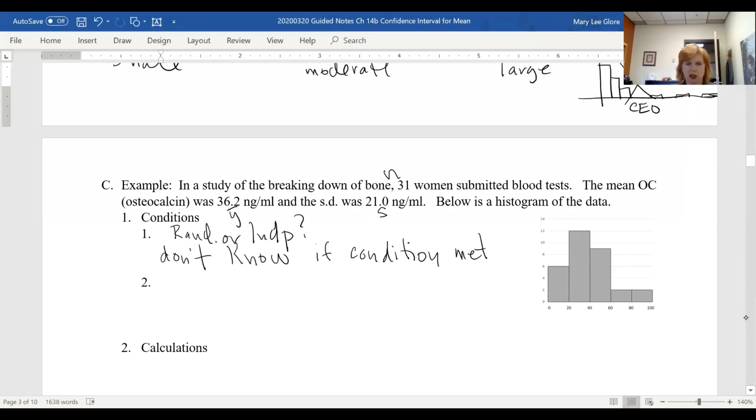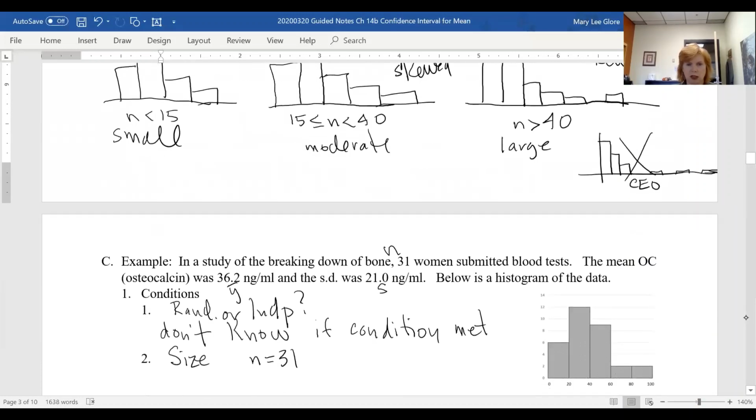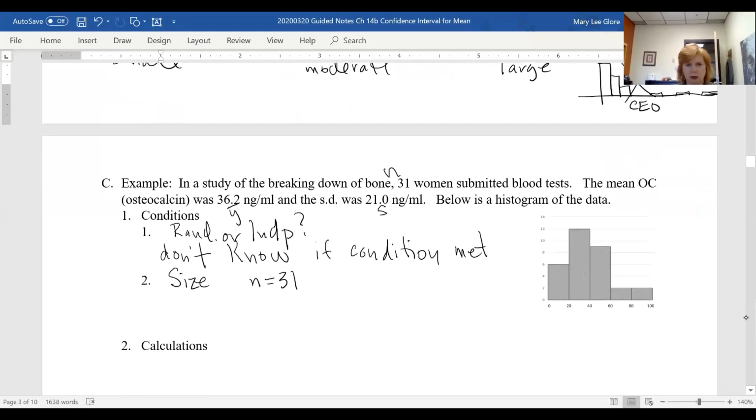The second condition is the size condition, or the almost normal condition. My sample size is 31, so we go back up and ask how big that sample is. 31 is between 15 and 40, so this is a moderate sample. That means my histogram should be at most slightly skewed. So we're going to say n is 31, and my condition is that the histogram should be at most slightly skewed.